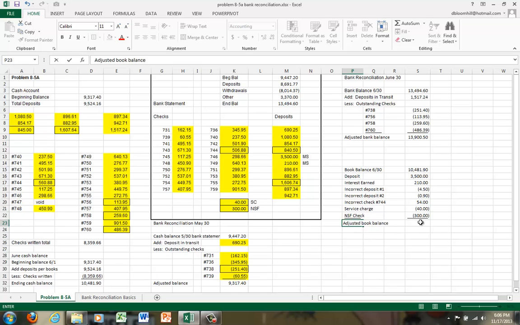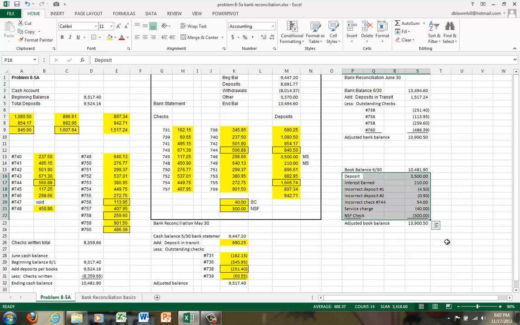And what we're going to do is we're going to take the book balance as of June 30th, that ending balance, 10,481.90, not our beginning balance, but the ending balance, and then add or subtract in the errors and all the things that the bank showed that we didn't show. So we add that up right from the beginning, and we come down to 13,900.5. So we notice that 13,900.5 and 13,900.5 matches, so we've done our bank reconciliation correctly, and now all we have to do is journalize each one of these to add them into the T account.